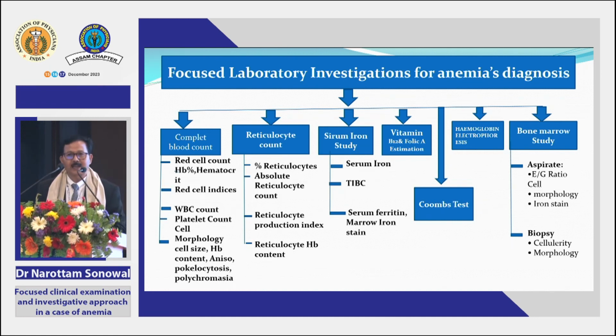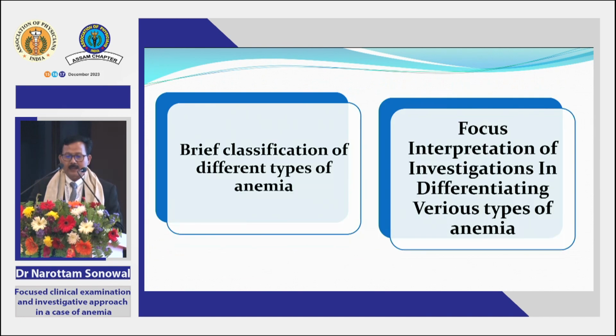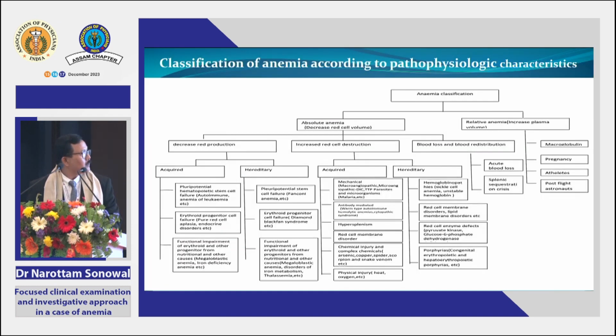After this clinical examination and investigation, we have to classify the anemia. Anemia can be classified in various ways. It can be etiological classification, it may be morphological classification. I am going to focus here on the interpretation according to the pathophysiological characteristics.